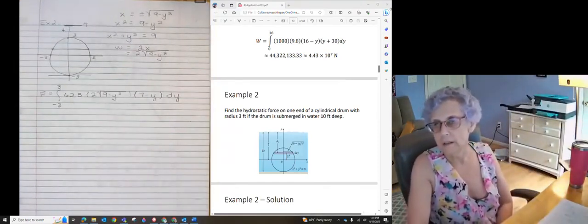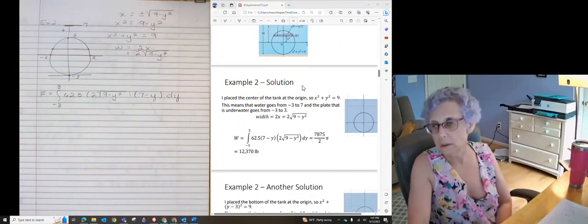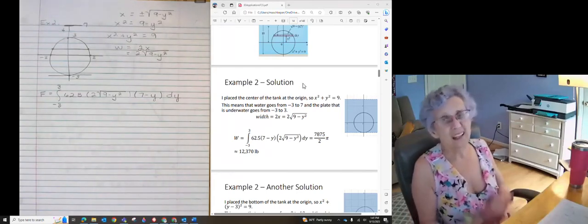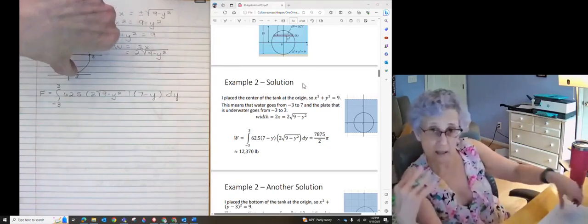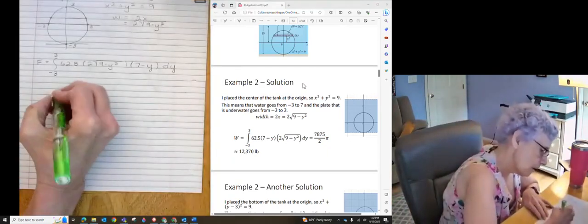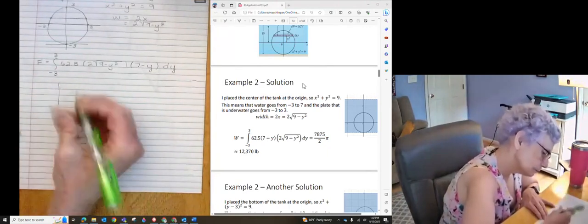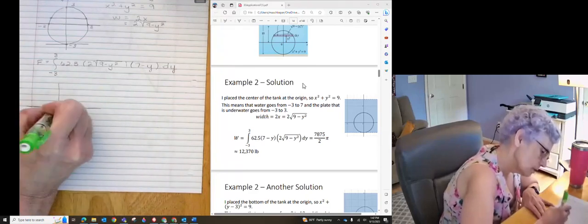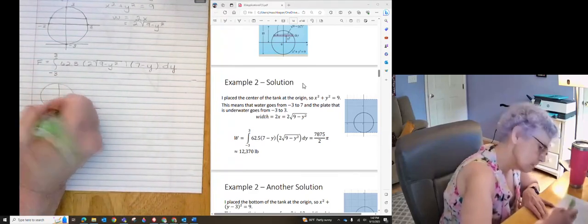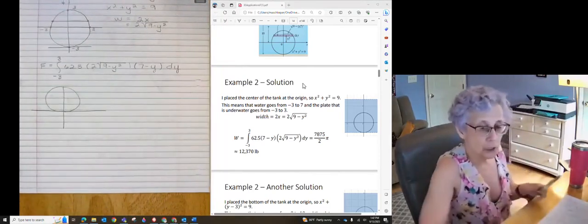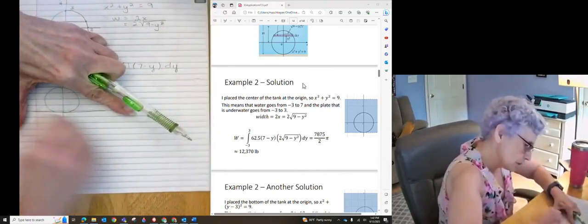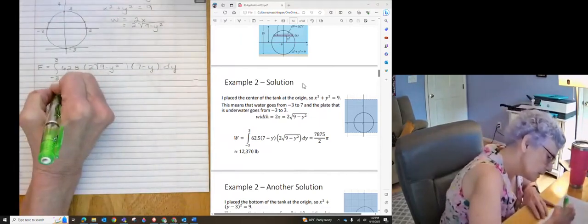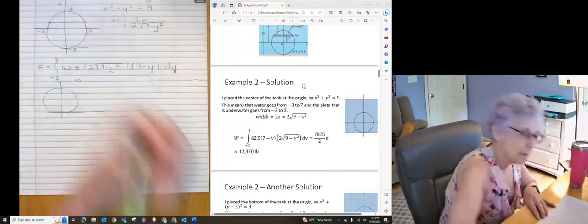And you know how to integrate, so we're just going to scroll down, and there's your answer. Now, if you don't like having your numbers go negative down below the axis, you can always draw the bottom of your drum at the origin. Now, if you have the bottom of the drum at the origin, then your limits of integration are exactly what you want them to be.